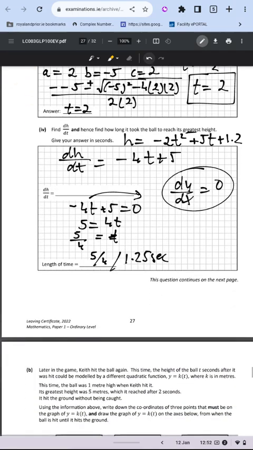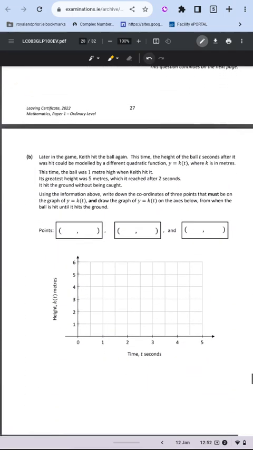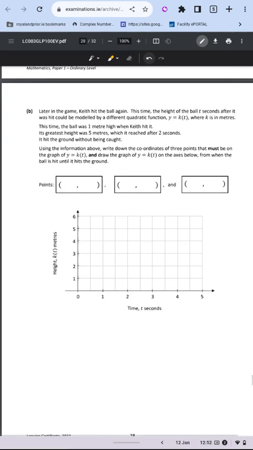And that's it. Oh no, it's not. Later in the game, Keith hit the ball again. This time, the height of the ball after his hit could be modelled by a different quadratic function. So once again, it's going to be a minus quadratic function. This time the ball was 1 metre high when Keith hit it. So when he hit it, your point there is (0, 1). Its greatest height was 5 metres, which it reached after 2 seconds. So after 2 seconds, 5 metres, it hit the ground without being caught.